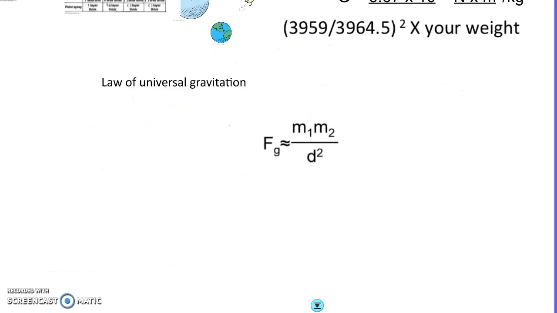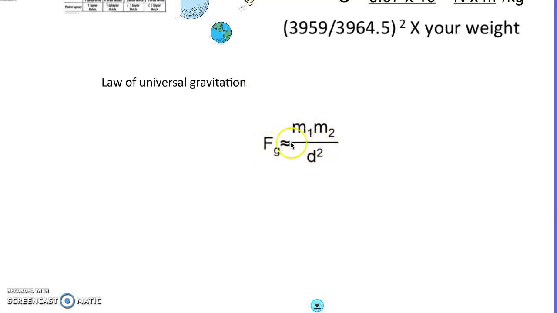These observations that Newton made led him to come up with what we now know as the law of universal gravitation, otherwise known as the law of gravity. We usually just shorten that. Basically what he said was that every object that has mass, which is everything because all matter has mass, exerts a force on every other object that has mass. So in other words, any two objects that have mass will have a force of gravity.